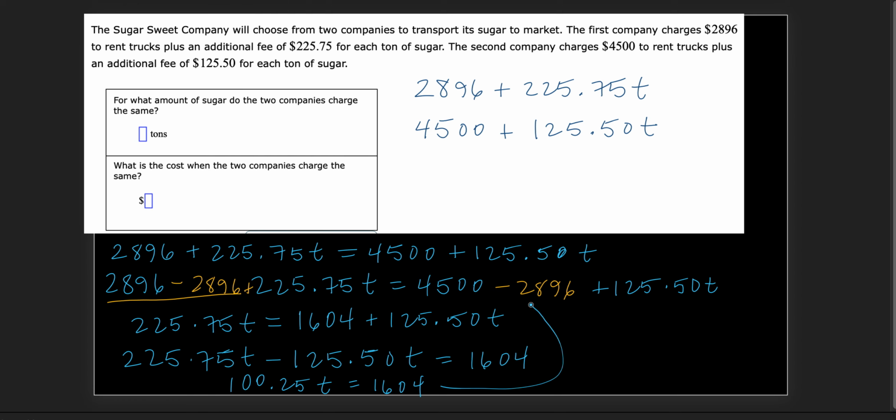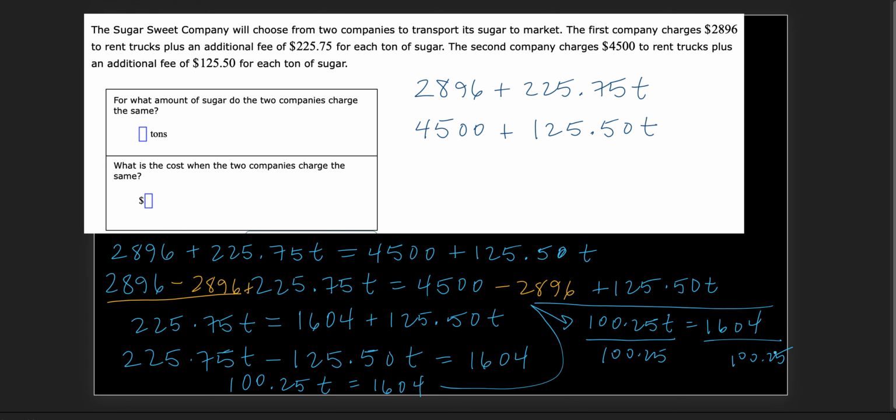So then when I have that, 100.25t equals 1604, I need to divide both sides by that 100.25, so that these cancel and I can have t by itself. So 1604 by 100.25 is 16 tons. I would definitely go through, when you do this problem, go through and double check all your math, because it's easy to actually turn around numbers and get the incorrect answer.